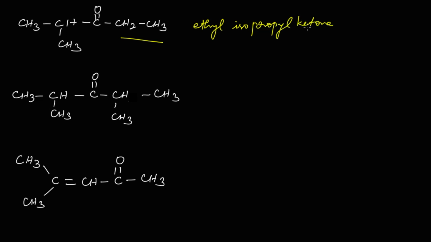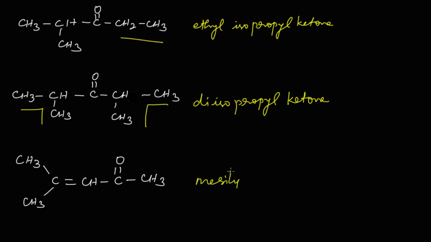In this one, here is one isopropyl and this is one isopropyl, so diisopropyl. Here the ketone is there, so the common name of the second one is diisopropyl ketone. The third one takes a special name, which is known as methyl oxide.